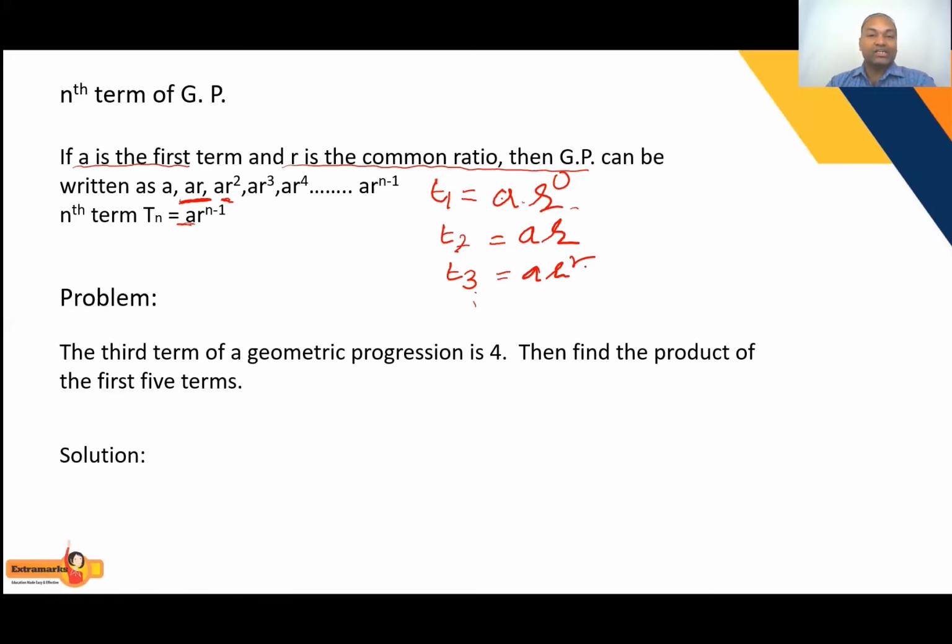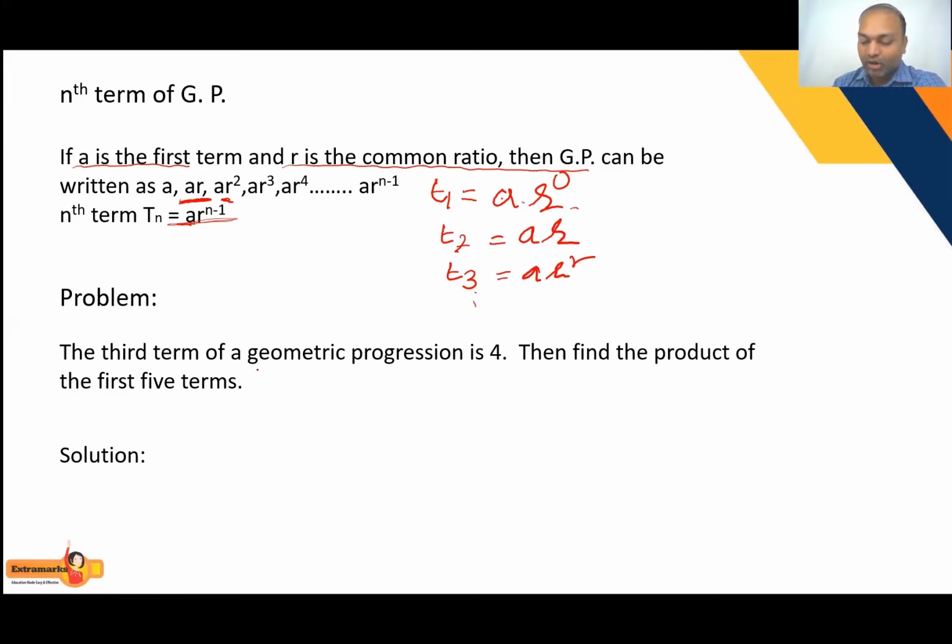Generally the nth term is considered the general term. So the general term of a GP is Tn is equal to a into r power n minus 1. Right. Let us come to one simple example.